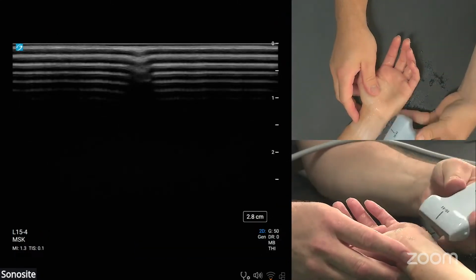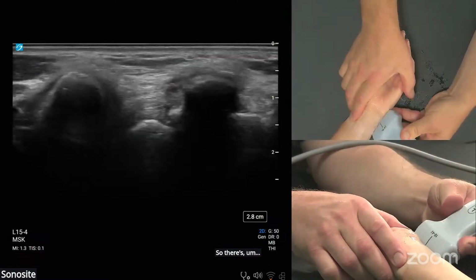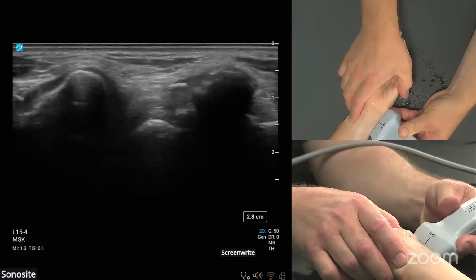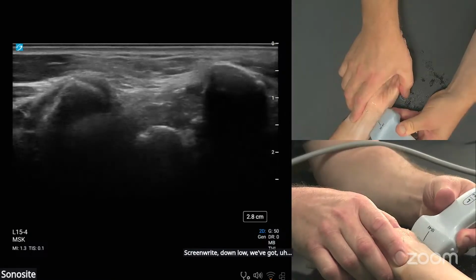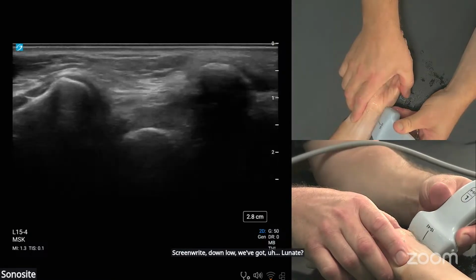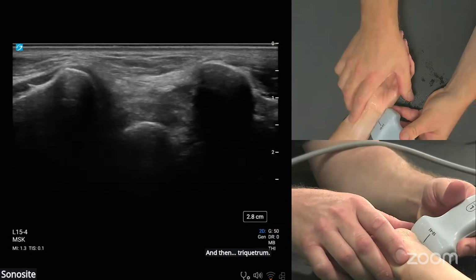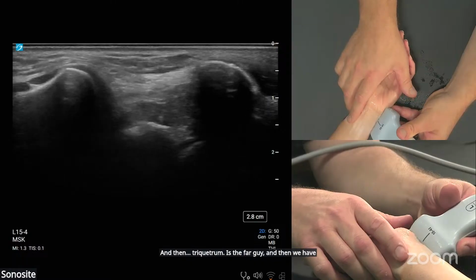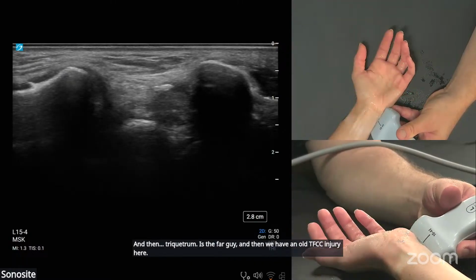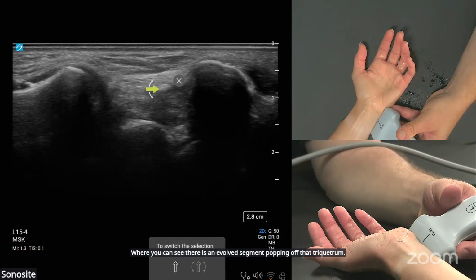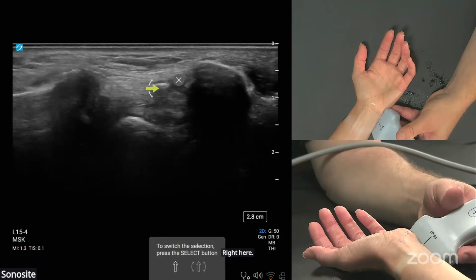So on screen left, we've got the ulna. Screen right, down low, we've got lunate. And then triquetrum is the far guy. And then we have an old TFCC injury here where you can see there is an avulsed segment popping off that triquetrum right here. So kind of fun to see a little bit of pathology there.